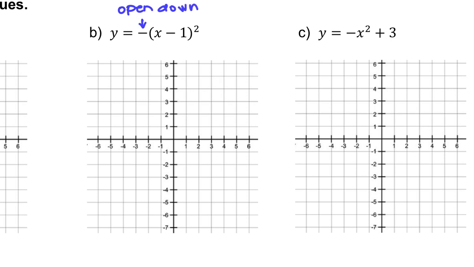So it reflects. And then what does this minus 1 tell me? Right 1. Now, do we go up or down at all? No, this is a plus 0, so we're not going up or down. So we're going right 1, and then we're opening down. So instead of going up 1 over 1, we're going to go down 1 over 1.